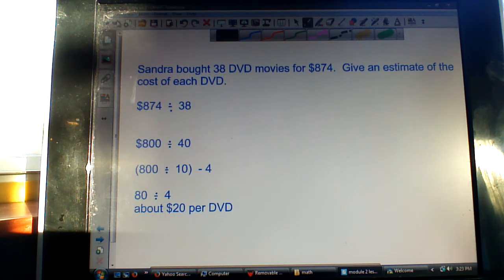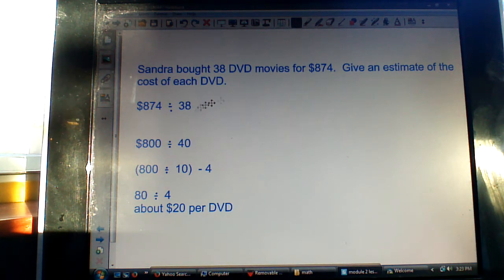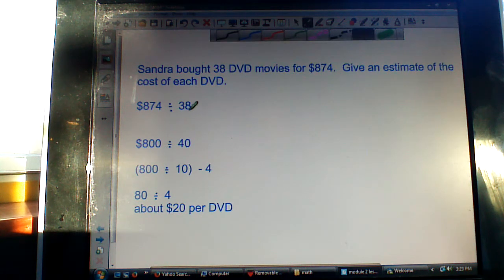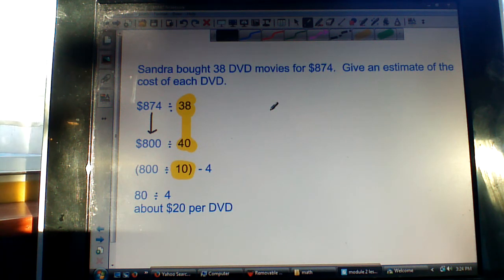Okay, so here is the problem basically laid out for you the way that Engage New York wants us to do it. So we look at the divisor, we round it. Got that? We look at the unit that we're working in, and we're working with the unit 10. So this is going to seem a little weird right now. You're looking at this probably going, why in the world did she round 874 to 800 instead of 900? And that's a really good question. The answer is because 800 is much easier to divide by 40 than 900.